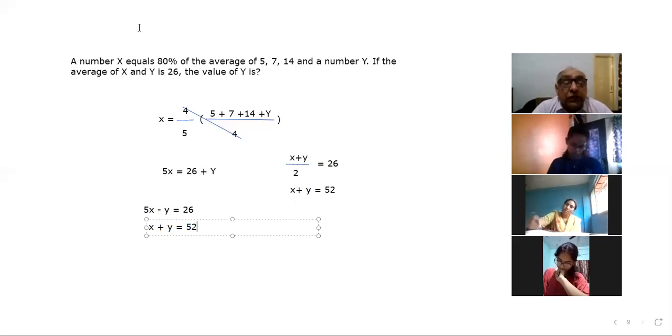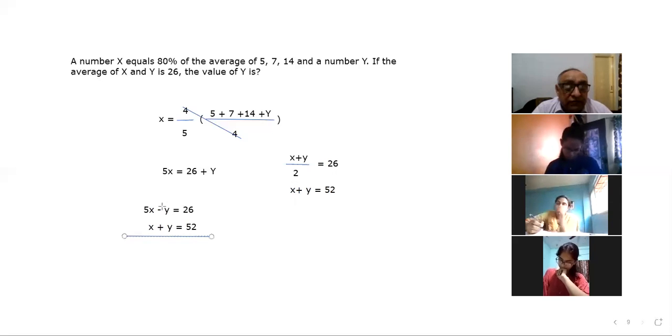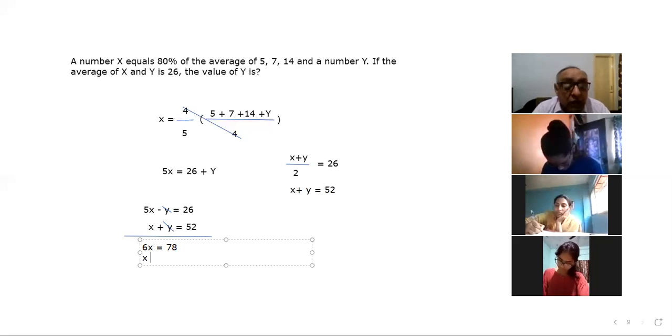Okay, so now we need to solve these equations. The y and y will cancel out if we add the two equations. So it becomes 6x, and 6x is equal to 78, right? And x would be equal to 13. Right? x is 13.